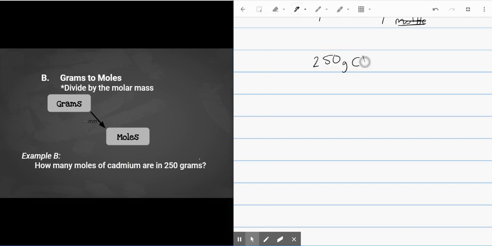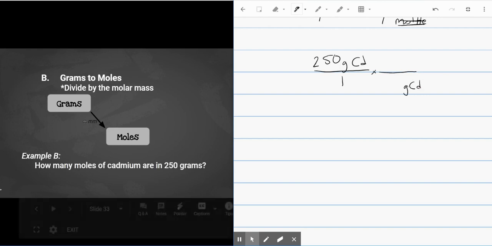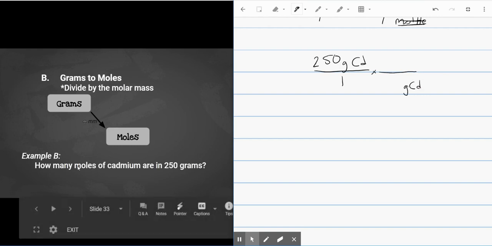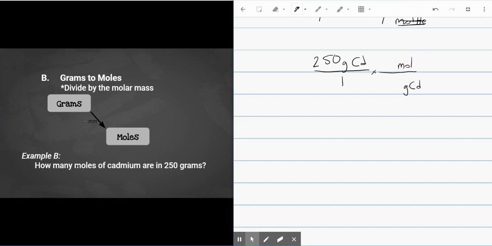Okay, so we're going to start with our given 250 grams of cadmium, that's Cd over 1. Okay, and we're going to multiply it by a conversion factor. This time I start with grams, so I need grams on the bottom of my conversion factor. And the question asked us for moles, so moles are my unknown, and that means moles go on the top.